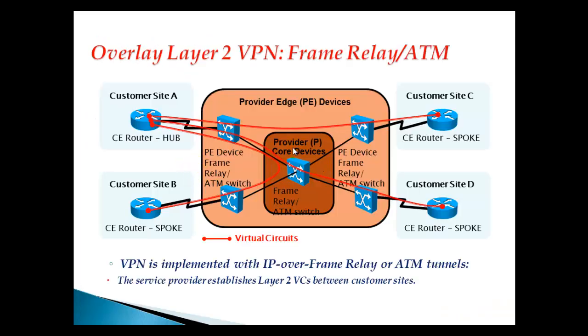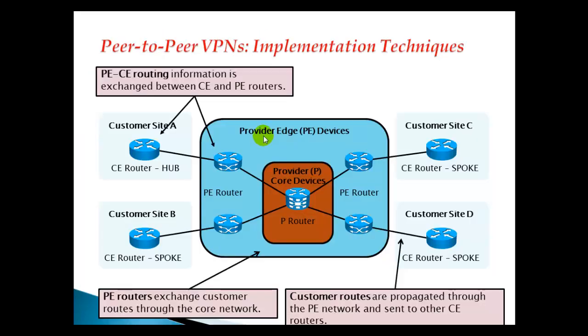This is what we discussed, frame relay and all those things. Now in the P2P model, as I said, the customer will be advertising its routes. Let's say this is the 10 network. He advertises his routes to the provider edge router, the PE, with routing information, and then this PE is responsible for sending the routes to the other end PE router.